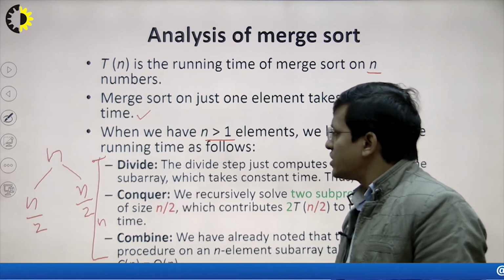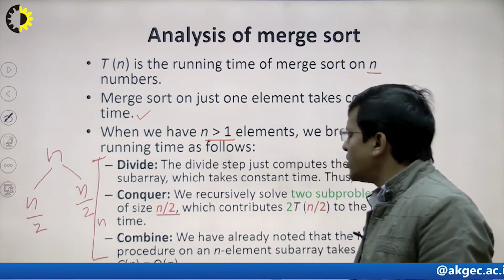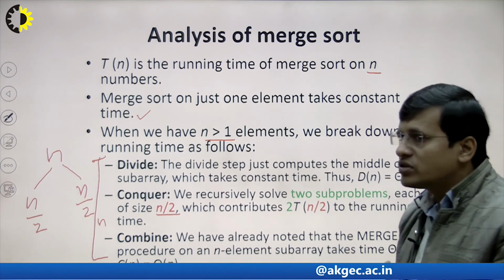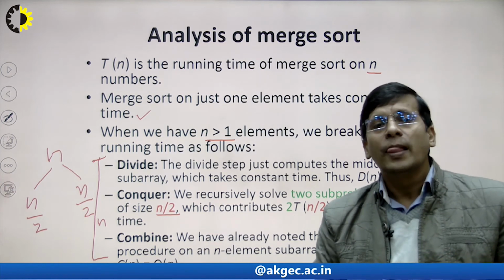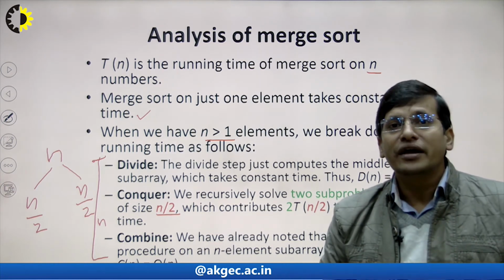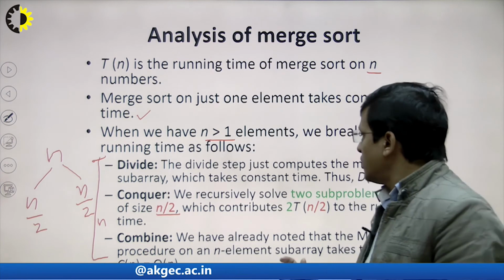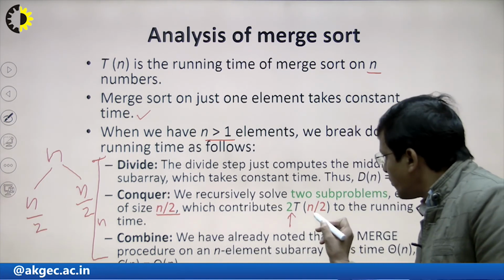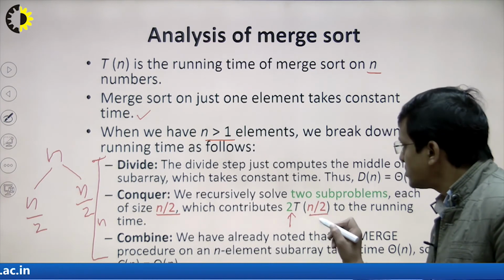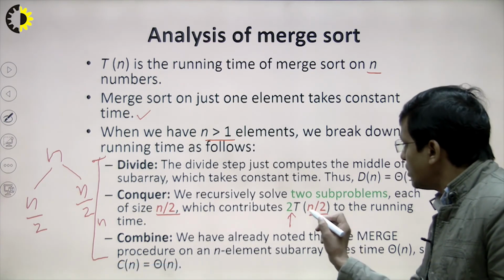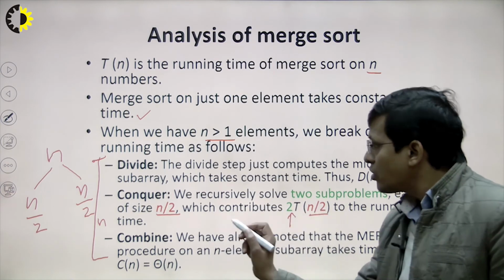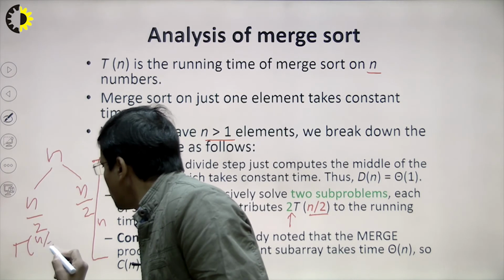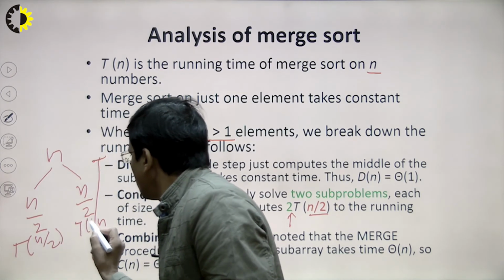So in the conquer strategy, suppose we have divided into n by 2 problems, the overall running time is found by solving recursively, right? Recursively we are solving the problem, right? So this means we have 2 problems and we have divided the n elements into 2 parts, that is n by 2, right? So overall the complexity after this one is T of n by 2 and this is T of n by 2.